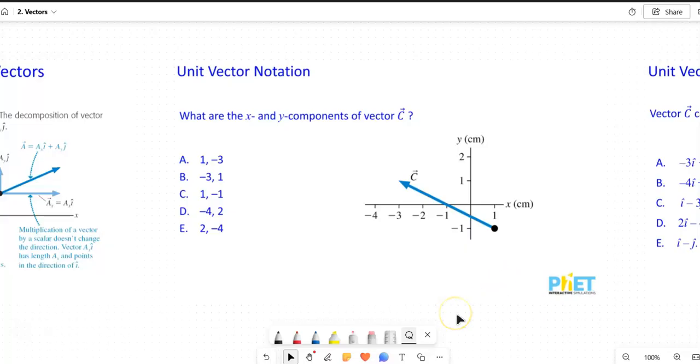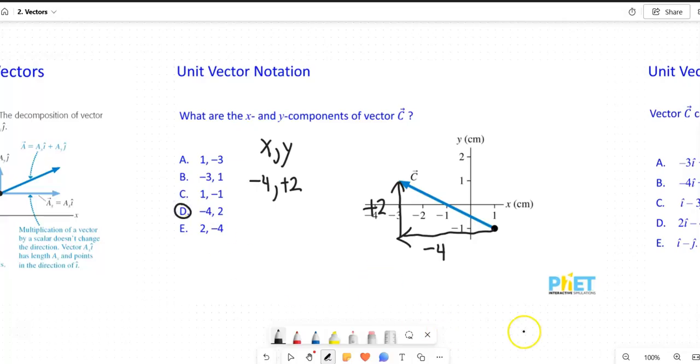Okay. So, having my little pen, C is going to be pointed to the left, 1, 2, 3, 4. So the x component right here is negative 4. And the y component is going to be 1, 2, so positive 2. Since you have to put these together as x comma y, this is going to be negative 4 comma positive 2. So the answer we're looking for is D.